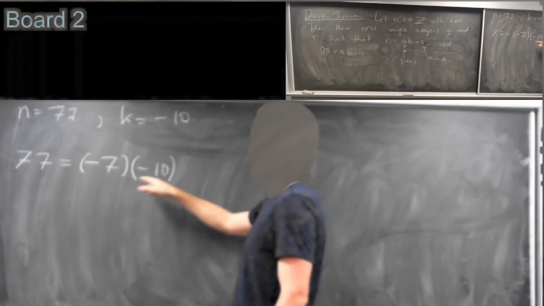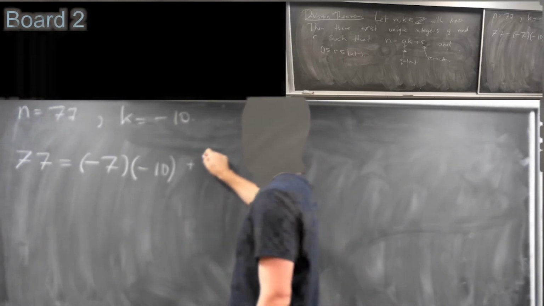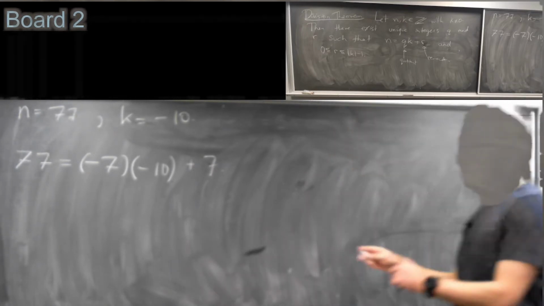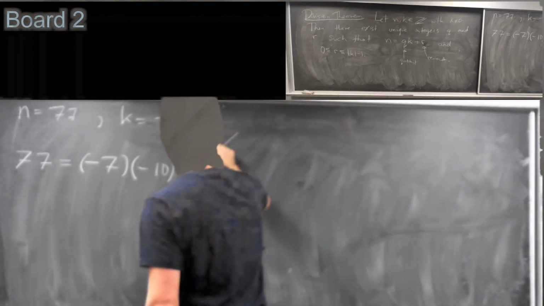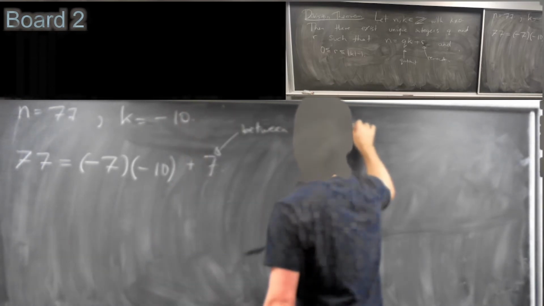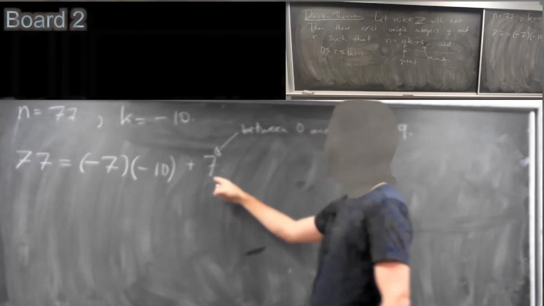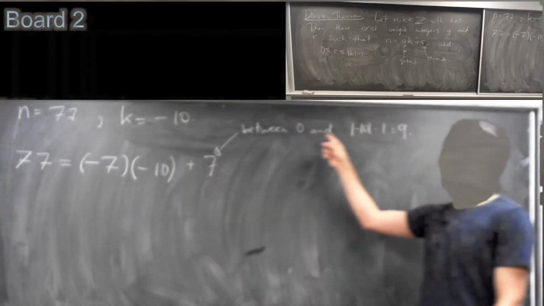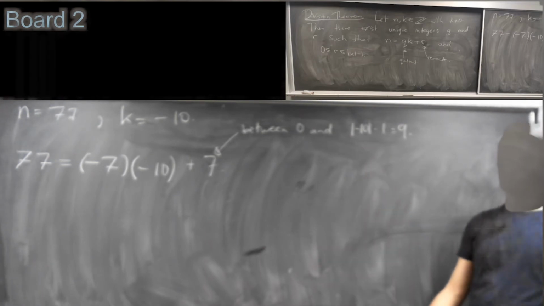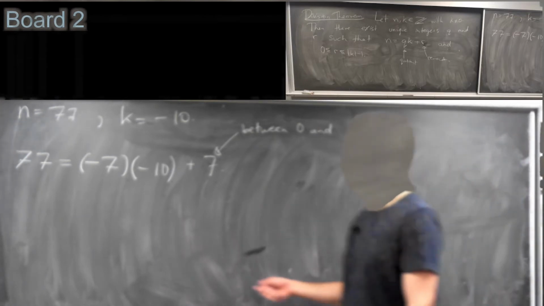So let's try -7. What would be my remainder here? It's +7. And now you know that this is right because 7 is between 0 and the absolute value of -10 minus 1, which is 9. So as long as your remainder is between the right numbers, positive and not too big, you know that you've done it right.